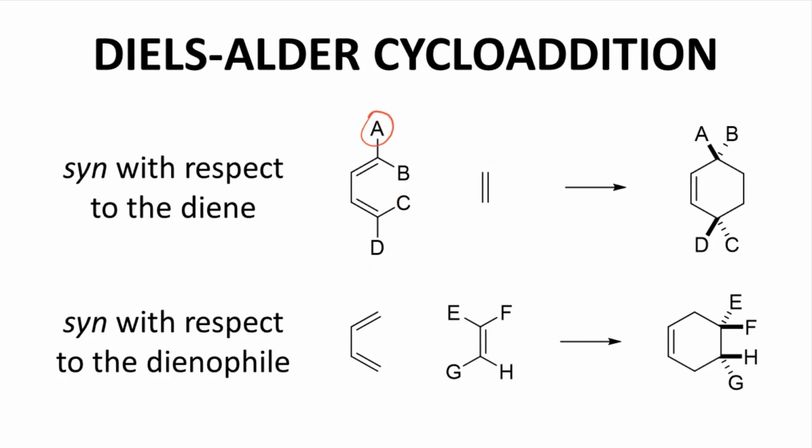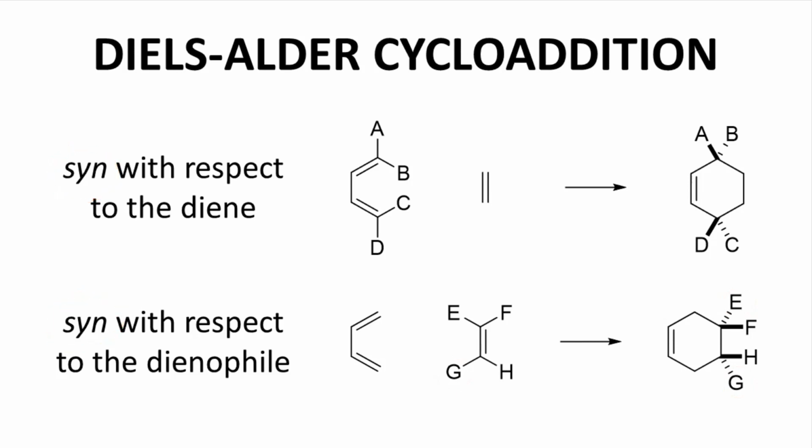The A and D groups will be cis with respect to each other in the new ring. The B and C groups will also be cis. Let's now focus on the dienophile. Groups that start cis on the dienophile, like the E and G, finish the cycloaddition cis in the product. So the Diels-Alder is a syn addition across the board.